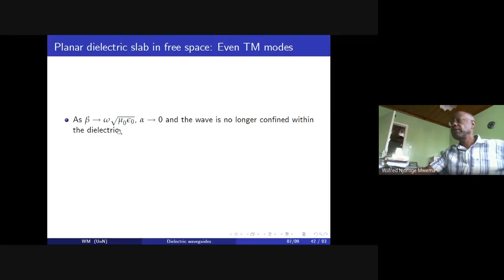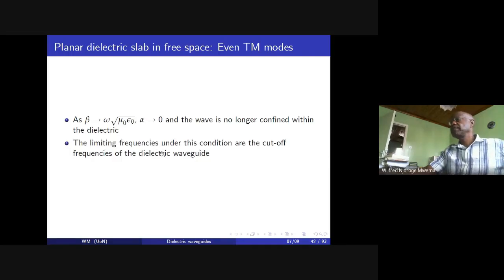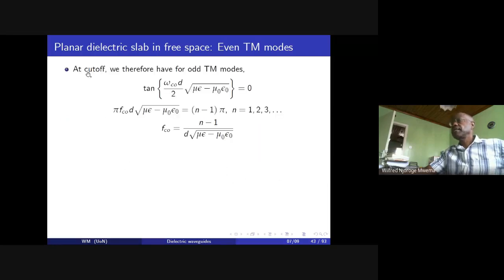And therefore, the condition beta going to the value k naught, or alpha going to 0, is going to represent our cutoff frequencies or our cutoff conditions for the dielectric slab. So the limiting frequencies under these conditions are the cutoff frequencies of the dielectric waveguide. So at cutoff, we therefore have for odd TM modes the tangent of omega c naught, that is the cutoff radian frequency for odd modes, multiplied by d by 2 and multiplied by k naught root epsilon r minus 1, must be equal to 0.